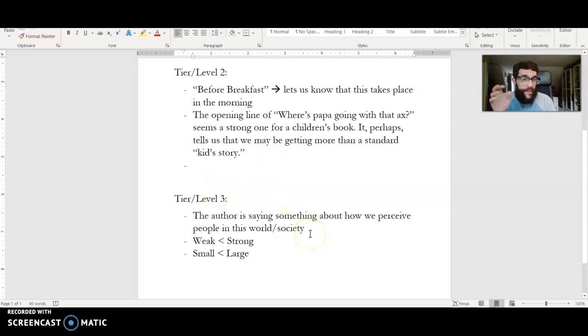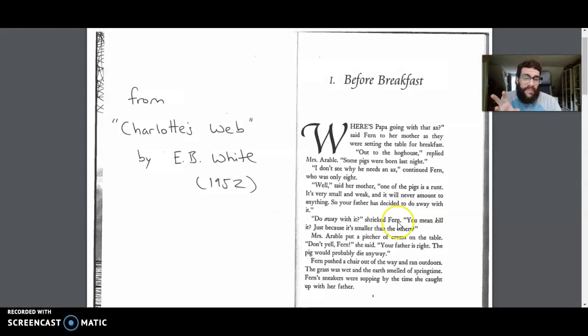And I think this has to do with everything, right? And I mean, obviously, Fern, the main character, also fits into this, let's say, theme. So there's your level 3 right off the bat, first page. Now, obviously, some texts aren't going to be this forthcoming.